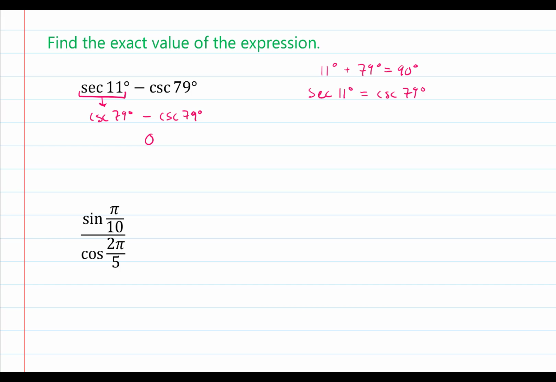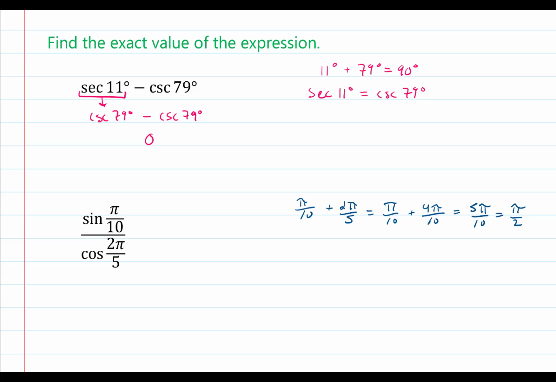Let's do the same process for the second problem, where we have sine of pi over 10 over cosine of 2 pi over 5. So first let's identify the fact that these two angles, pi over 10 plus 2 pi over 5, if we get a common denominator, we'll have pi over 10 plus 4 pi over 10, which is equal to 5 pi over 10, and we reduce that, and what we end up getting is pi over 2. This tells us that those two angles are complementary.